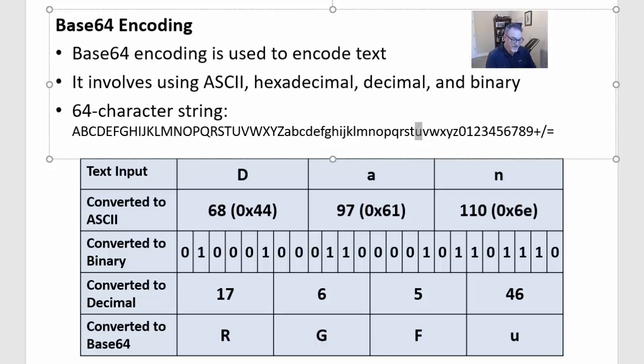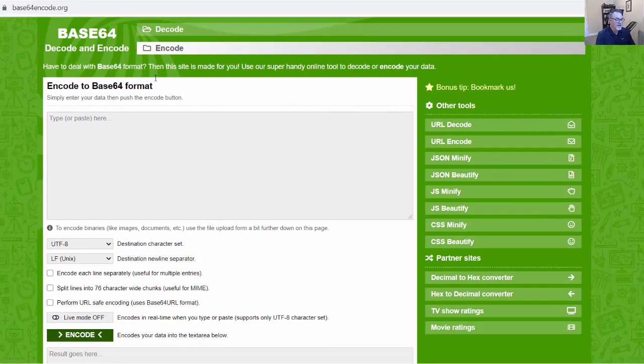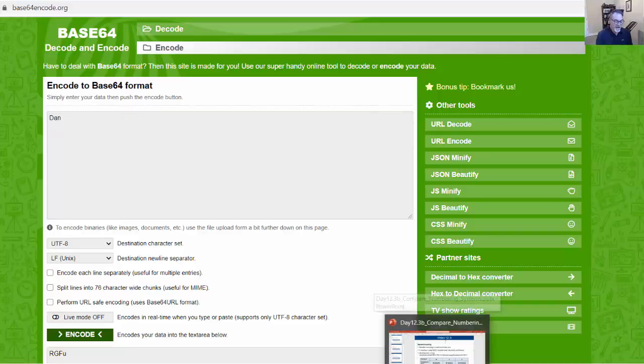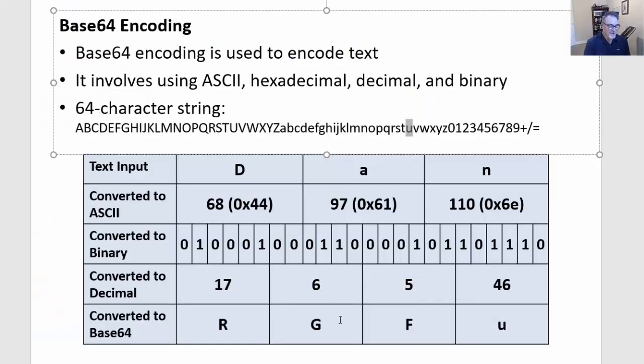Now, just to test that, just to verify, you can go to a website like base64encode.org, and I've got the encode here, and I'll put in capital D, A-N, and I'll press encode, and there it is, RGF and lowercase u, and it's encoded. So that's fun. So you could then encode your messages, but now you'd know how to decode them by hand in case you ever needed to do that. Or maybe you want to write a program that decodes or encodes for you.